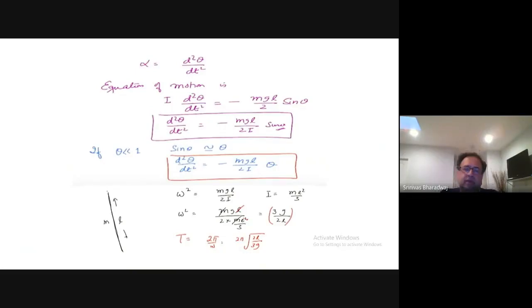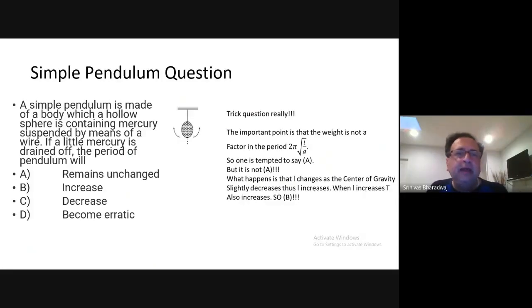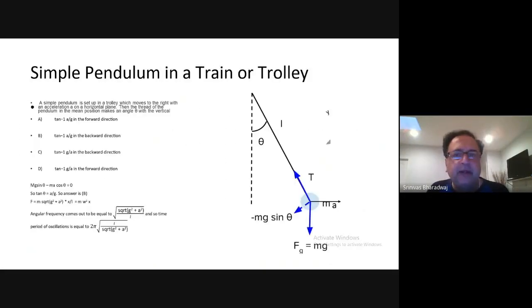Okay, so omega square equals g by l times 3 by 2. So that's how you end up with this whole equation. Okay, now we looked at this problem with the simple pendulum.